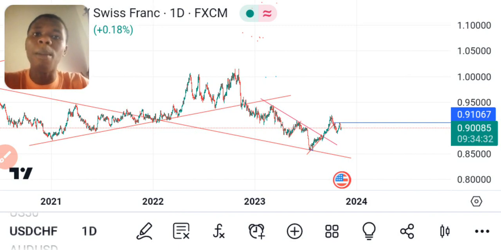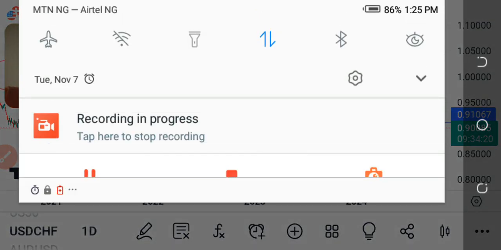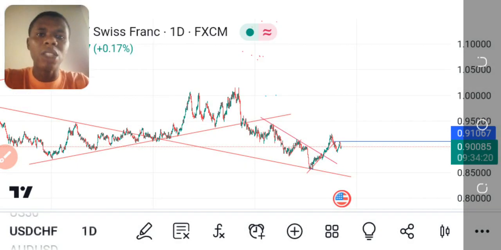So now let's look at number one here. It's market structure. Now market structure talks about the pattern and the way in which the market moves. This shows you a direction of what the market is doing.